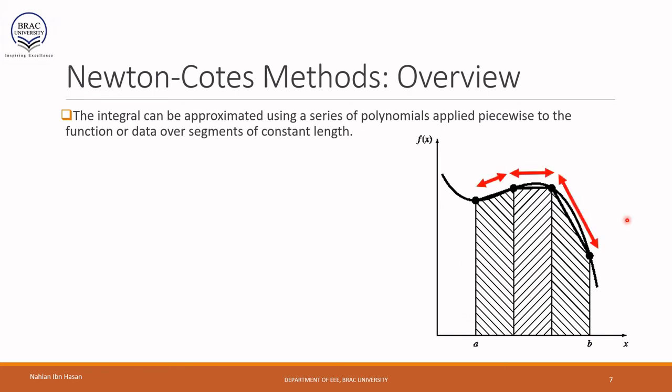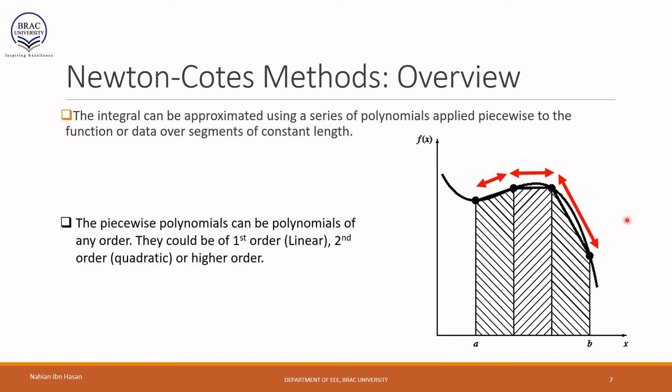So these segments are different heights. What we can do is approximate each one with a polynomial equation to find the area of each segment. Those polynomials can be of first order, that means linear, or second order, that means quadratic, or higher order. These polynomials are the basis of the Newton-Cotes formula. We get a polynomial for each segment.